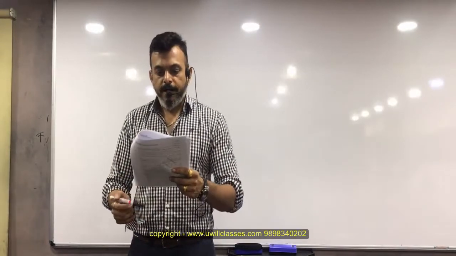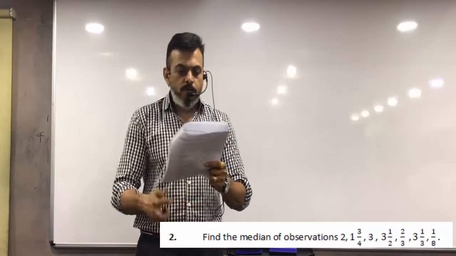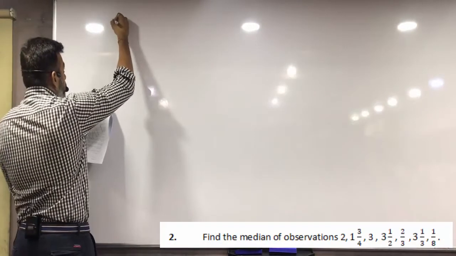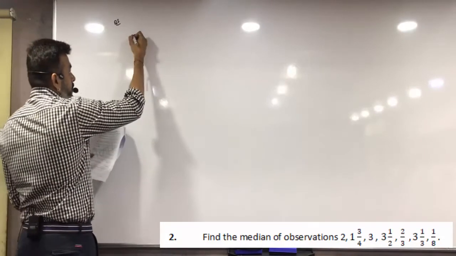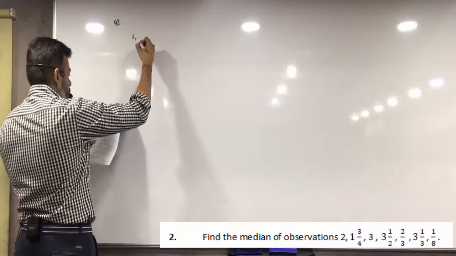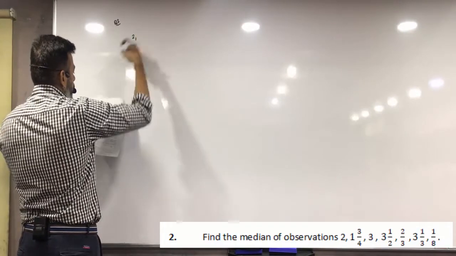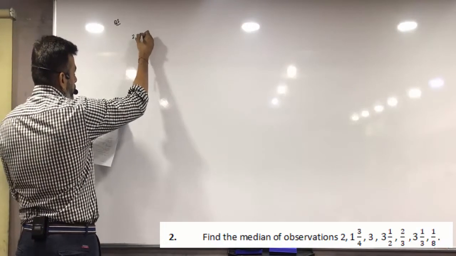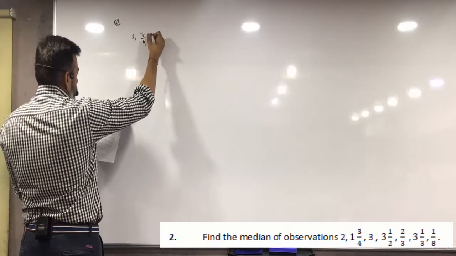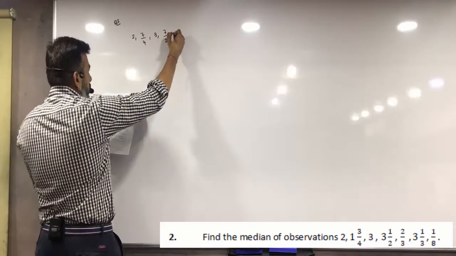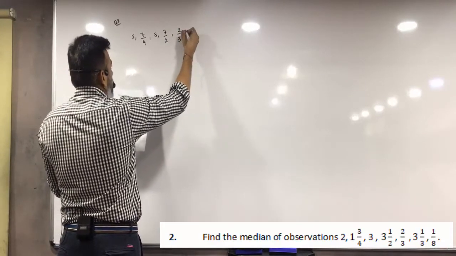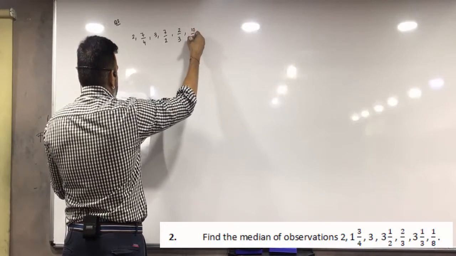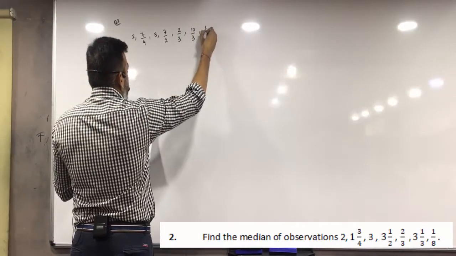It's page number 6, question number 2. Find the median of the observations. Now over here, question 2. First, we write all the observations: 2, 1 by 3/4, so 4 ones are 4 and 3 is 7, 7 by 4, then 7 by 2, then 2 by 3, then 10 by 3, and then 1 by 8.